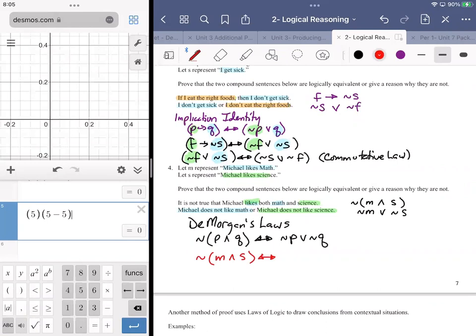So M is taking on the role of P. So what happens to P? P becomes not P. So M would become not M. S takes on the role of Q. What happens to Q? Q becomes not Q. So S would become not S. All right, and that just happens to be what we were looking for. So in a straight run by De Morgan's laws, we're able to prove it.